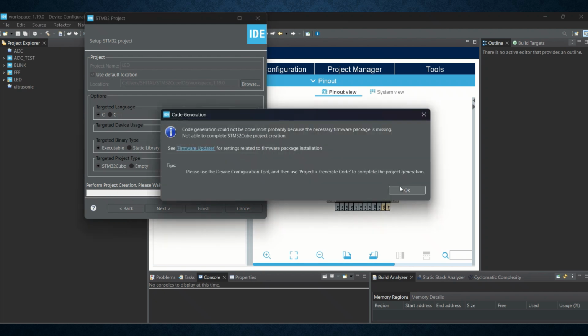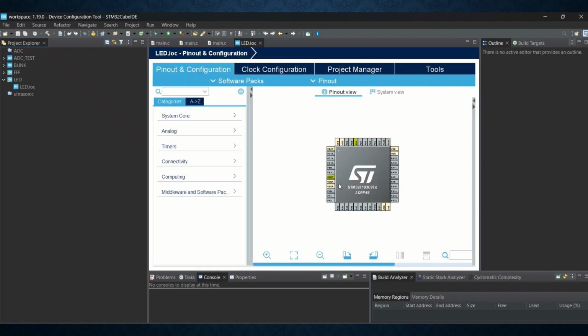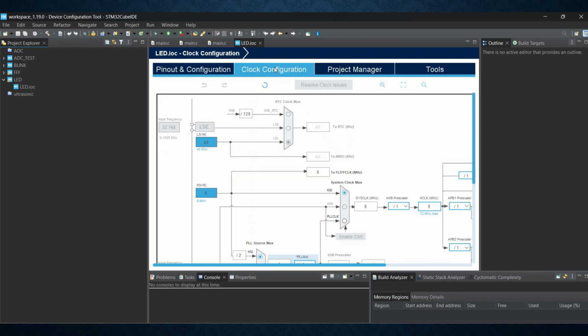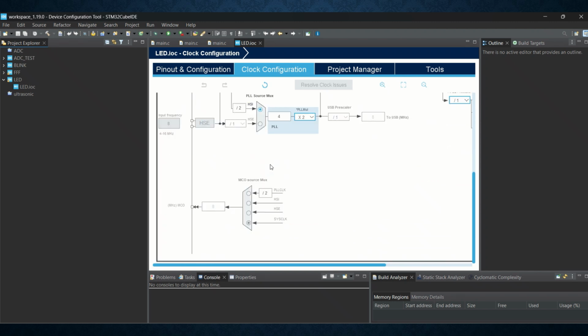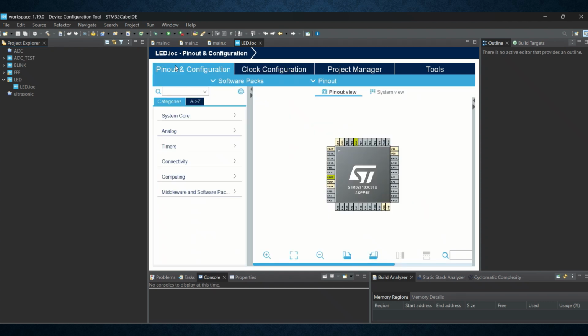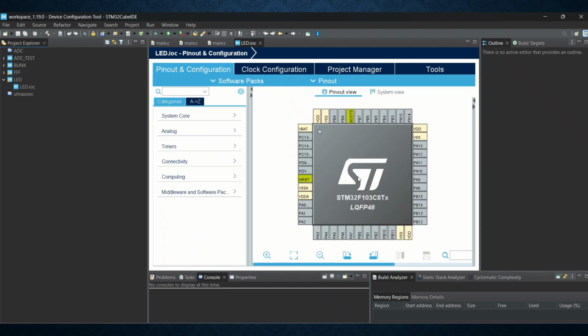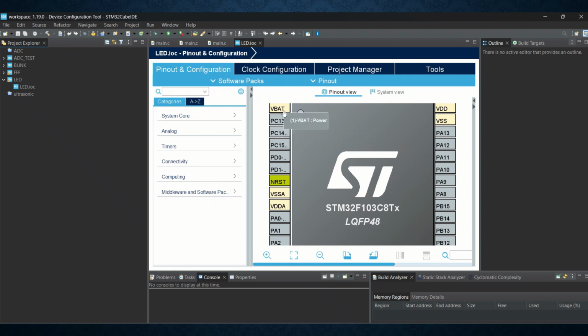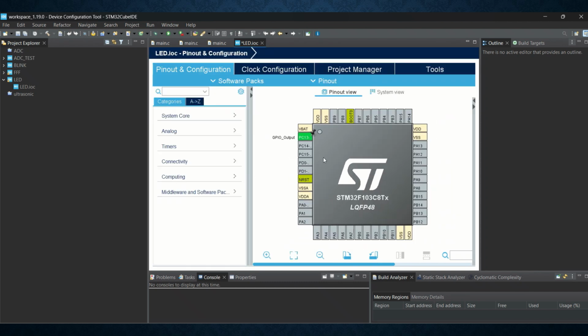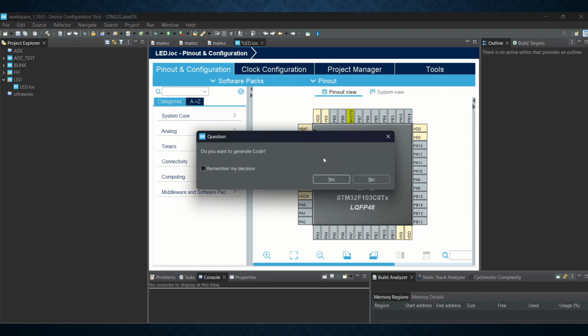Wait until it opens. Okay, finish. Now go to the clock configuration, check all things. For LED blinking, it remains the same. So go to the pin output configuration. In this, we are taking pin number 13 as the output. So select GPIO output. Save it. And do you want to generate code?